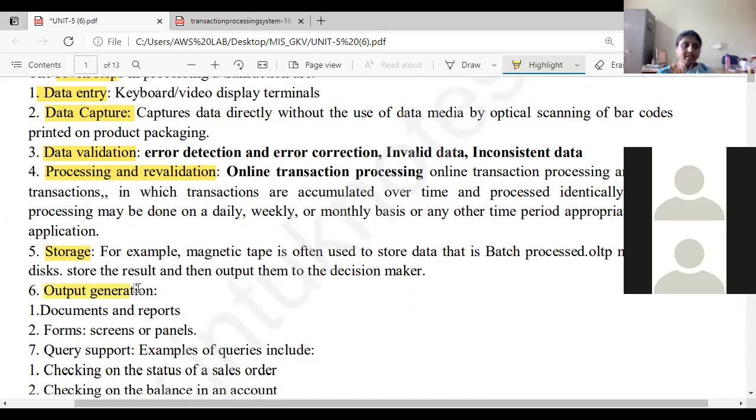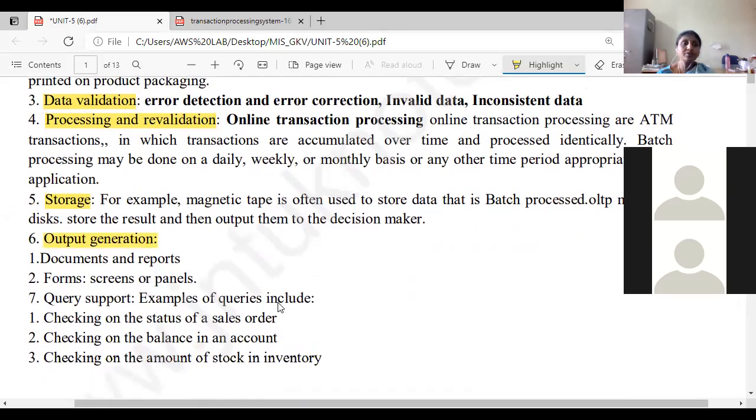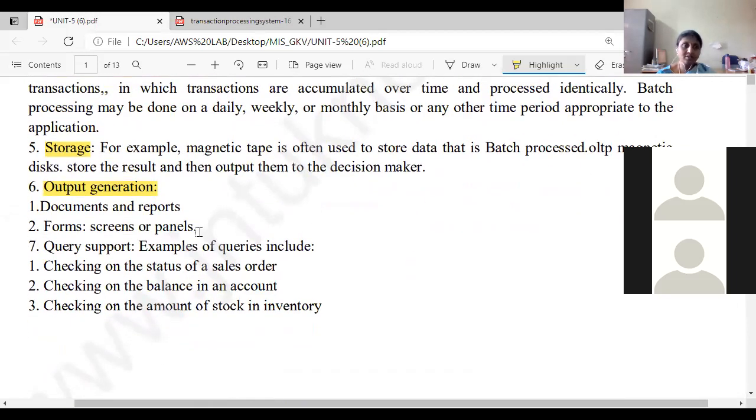Next, output generation. How are you going to produce your output? We produce the outputs in the form of documents and reports. In DBMS, you have learned, when performing the labs, how to perform report generation, and how to generate forms, screens or panels. In forms we learn to generate screens and panels, and to generate reports.